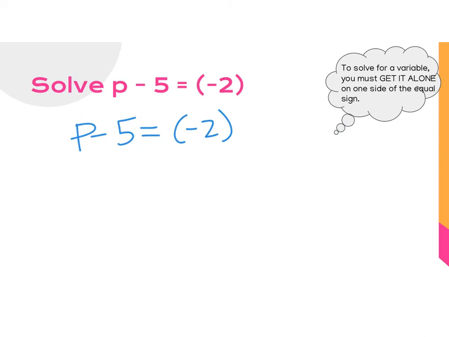Here we have p minus 5 equals negative 2. In order to solve for p, we'll get it alone by adding 5, since it was originally p minus 5. We'll do the same thing to both sides of the equation. P minus 5 plus 5 is just p. Bring down the equal sign, and we have negative 2 plus 5, which is equal to 3.